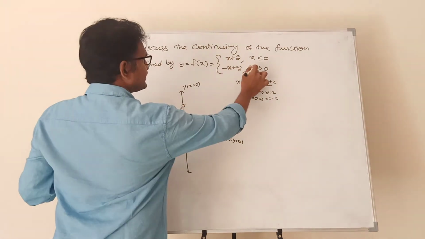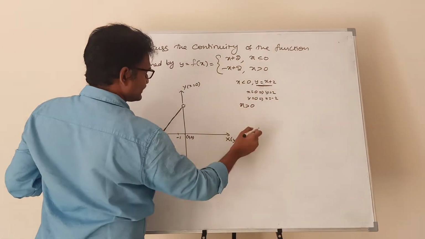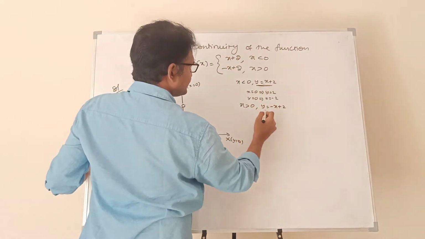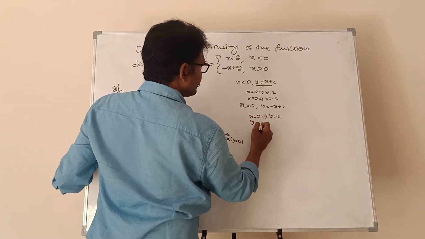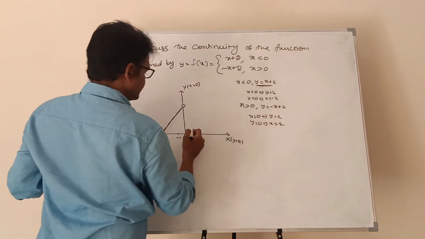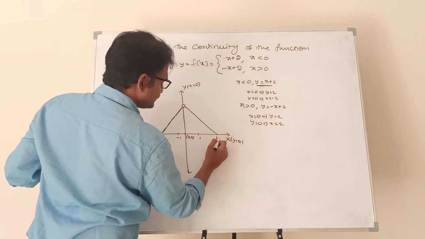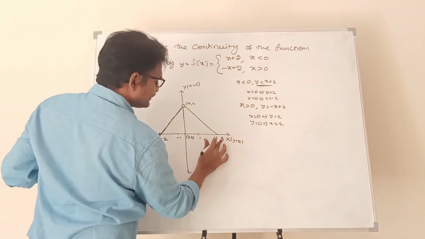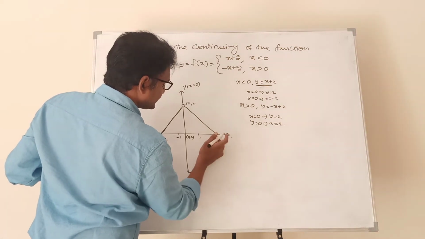Next, x greater than 0, that means the positive side. Y value is equal to minus x plus 2. If x is 0, y value is 2. If y is 0, x value is 2. So the line will go like this: 0 comma 2 and 2 comma 0. The line will pass like this.